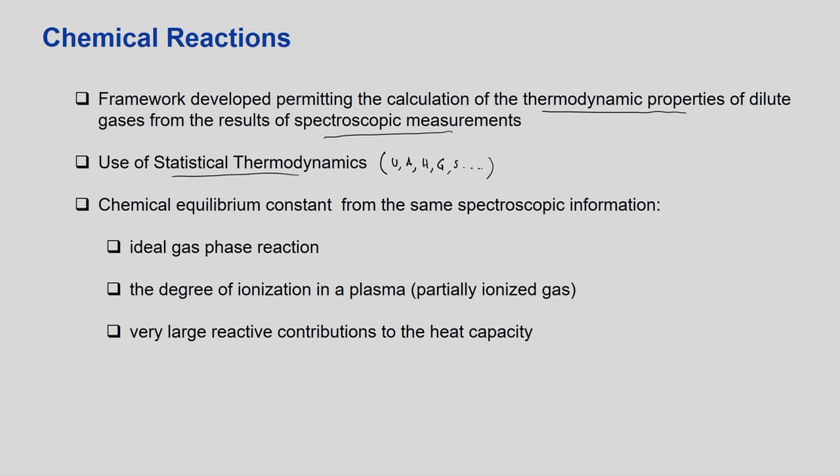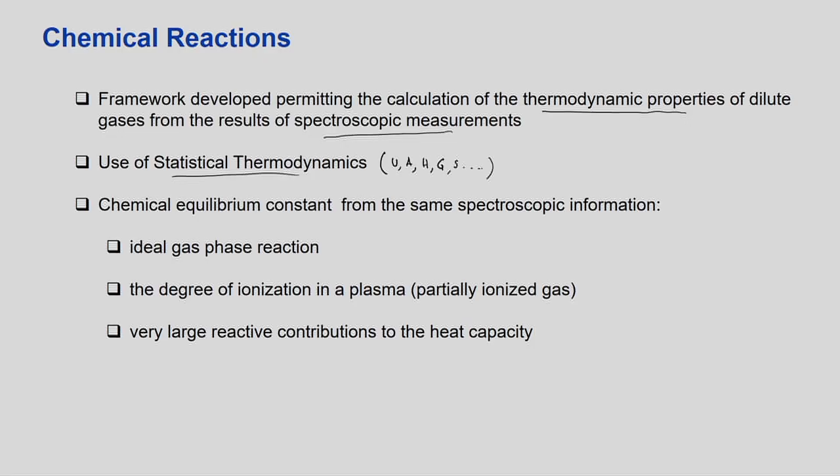The chemical equilibrium constant is analogous to chemical reactions. As you know, the chemical equilibrium constant tells us the magnitude or extent of the reaction. So it can also be obtained from the same spectroscopic information. What do we mean by the same spectroscopic information? Can we obtain the chemical equilibrium constant from the single atom partition function? That is what our aim is.